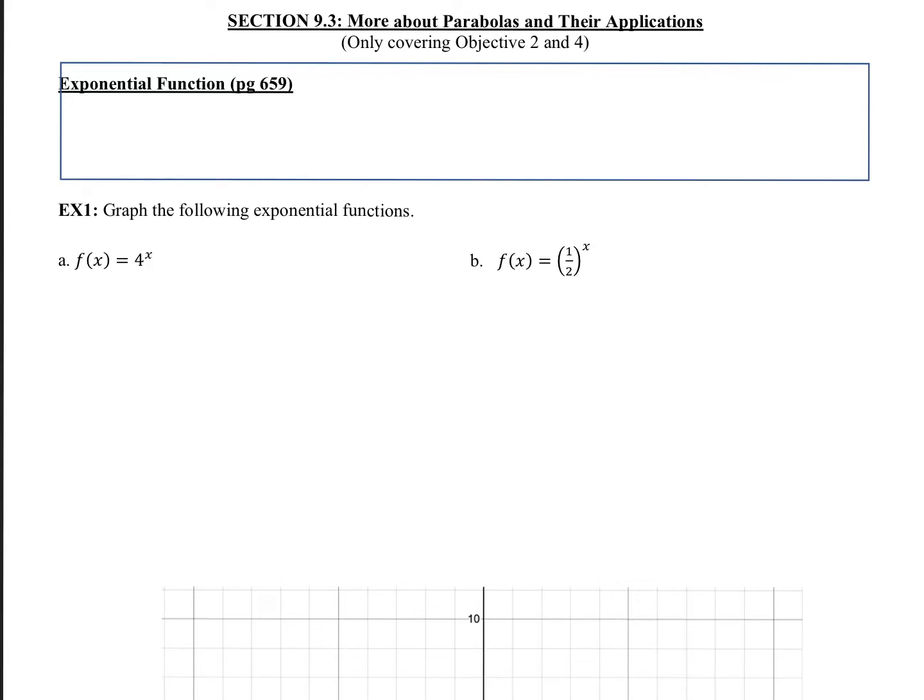Welcome to section 9.3, more about parabolas and their applications. Okay, so note we are only covering objective 2 and 4.